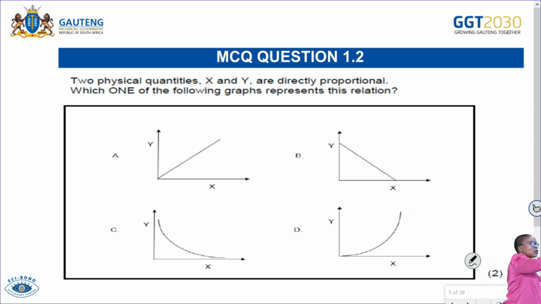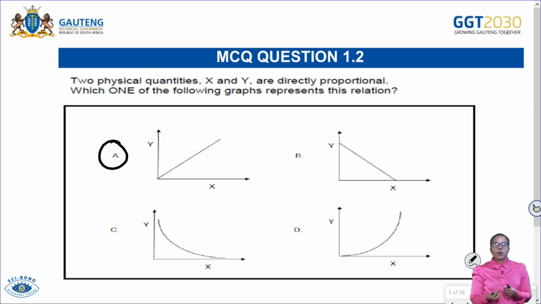Therefore, the correct answer is A. Okay, because as this x-axis increases, the y also increases. Therefore, showing a direct proportion, or rather, a direct relationship between the two variables.